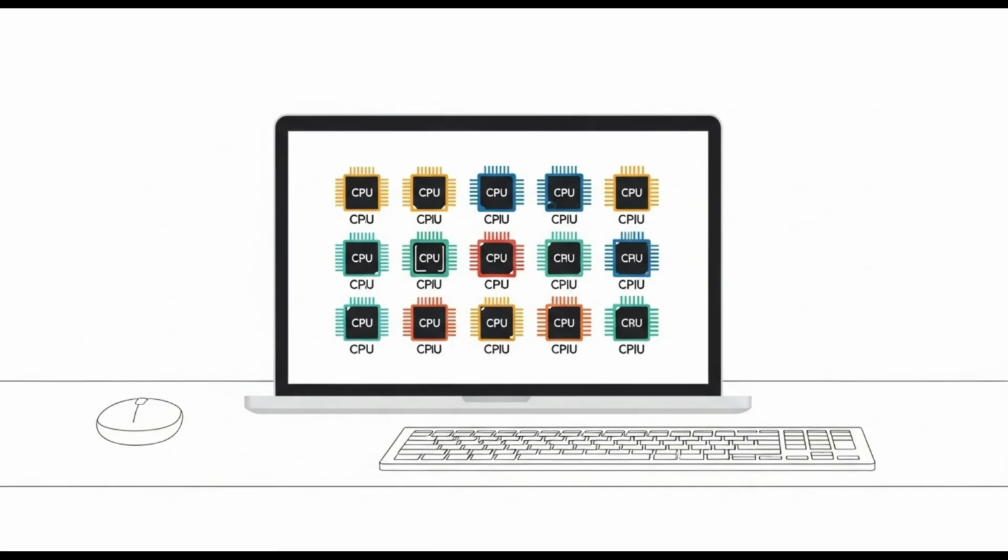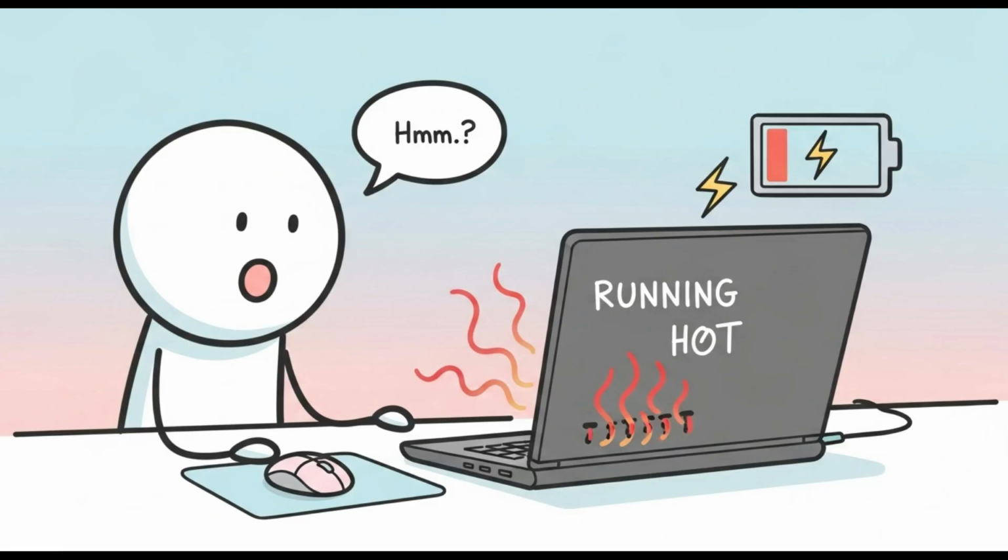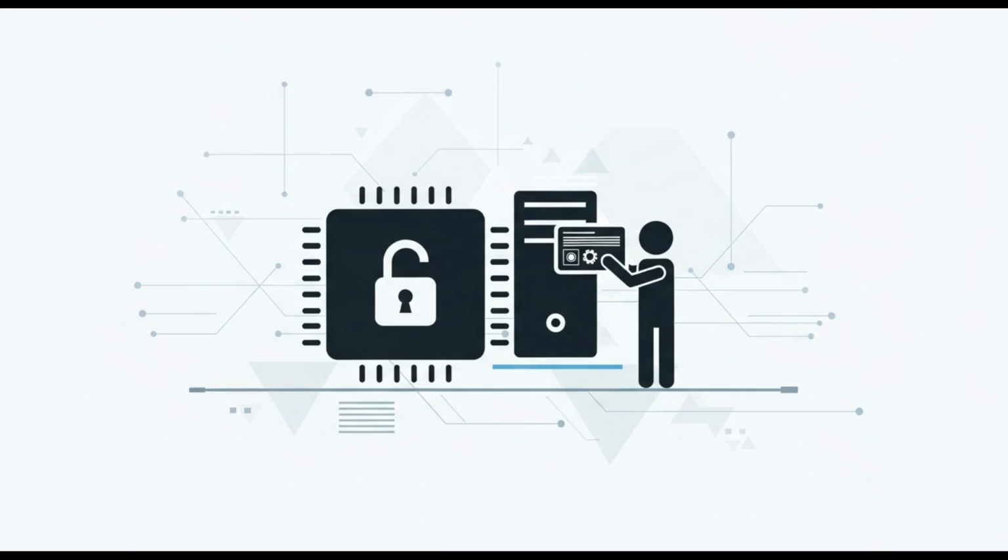On desktops, the K suffix is important. K-series processors are unlocked, meaning they can be overclocked to run faster than their base speed. Of course, more speed means more heat, so proper cooling becomes essential.